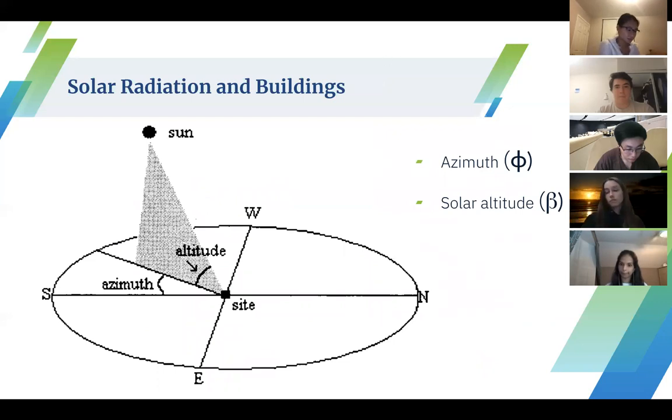So now we'll be talking about solar radiation in buildings, which is very important. The amount of daylight per day is dependent on its orbit and the tilt of the Earth's axis. The position of the sun is determined by the solar azimuth, you can see on the diagram, and the solar altitude, but the thing we are most concerned about actually is the intensity of the solar radiation, which actually varies with the distance from the sun to the Earth.